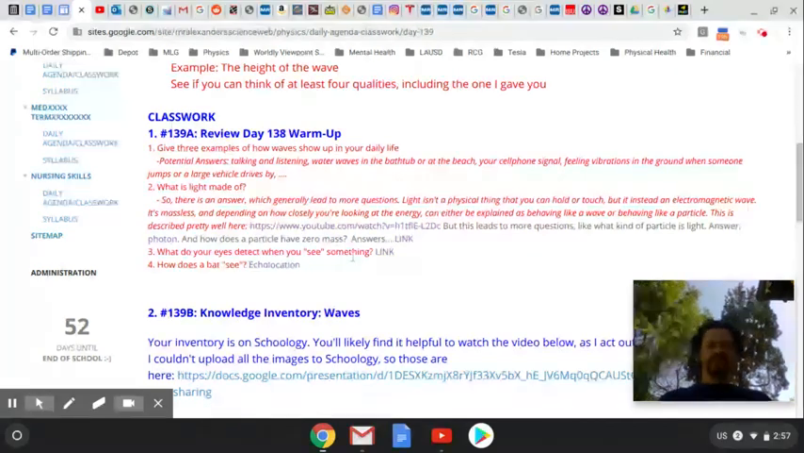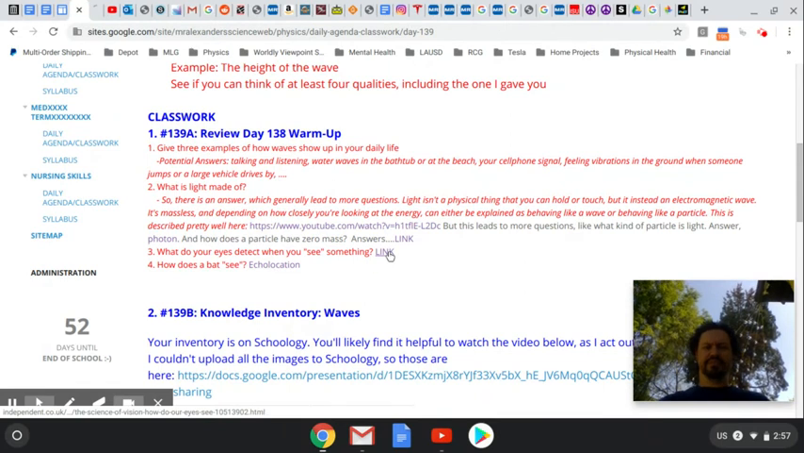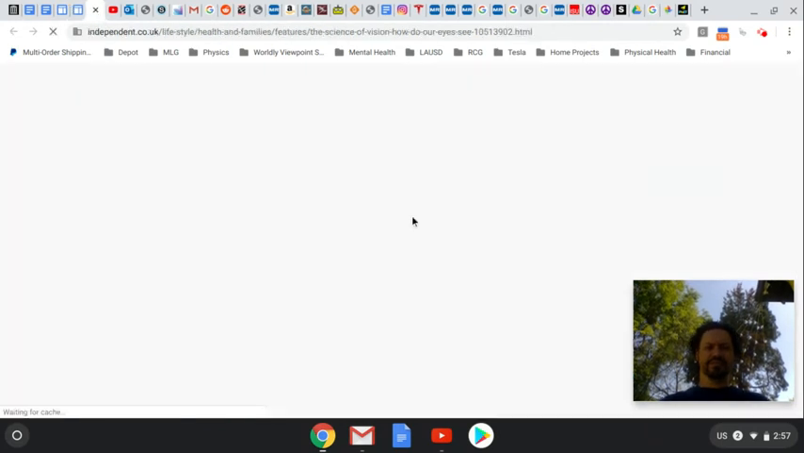What do your eyes detect when you see something? Great article about this right here. Science and vision. How do we see?